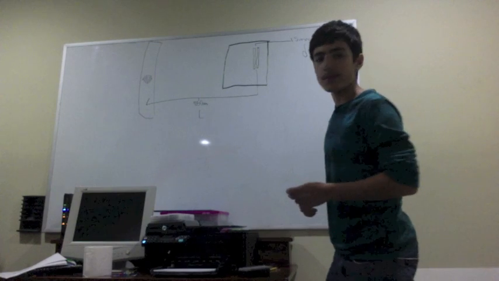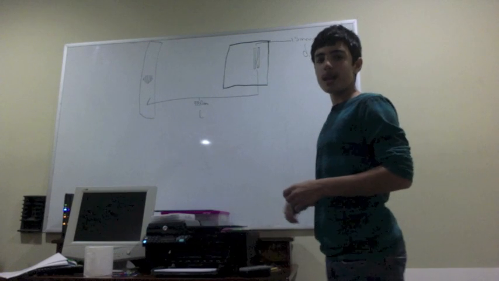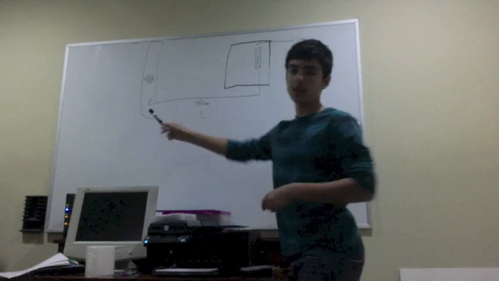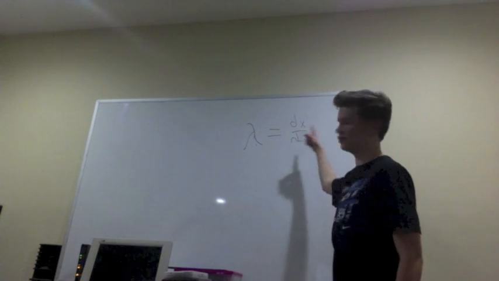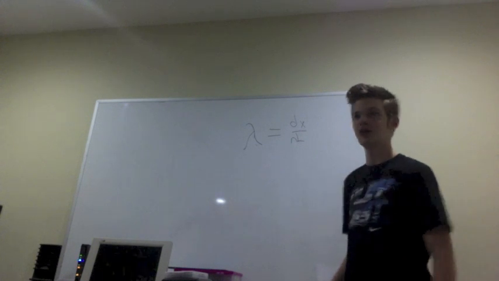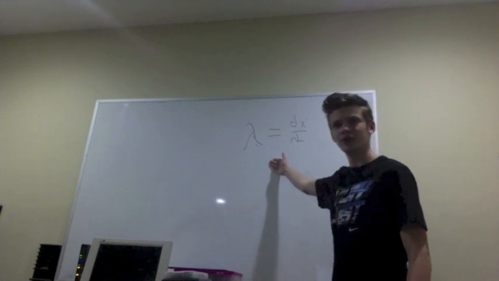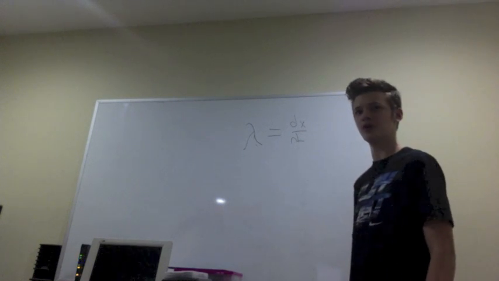L is the length from the slits to the viewing surface. In our experiment, that distance was 5,550 millimeters. This is our equation: lambda equals dx over nL. In our equation, lambda, the wavelength, is 650 nanometers, but we must change it to millimeters, and that is 0.00065 millimeters.